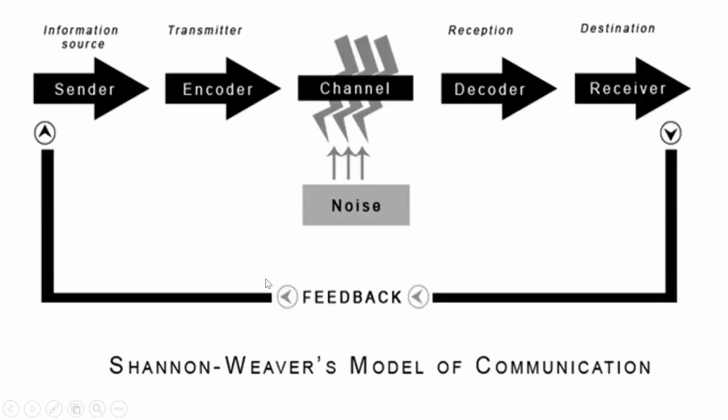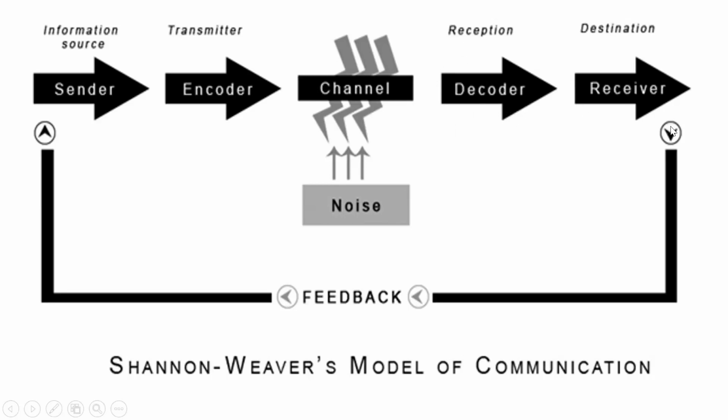So here is the Shannon-Weaver's model of communication. You can see here, there's the sender, and then the encoder, or the transmitter, and then the channel. Of course, there is an expectation here of the noise during the transmission of the message, and then the decoder here, and then the destination or the receiver.